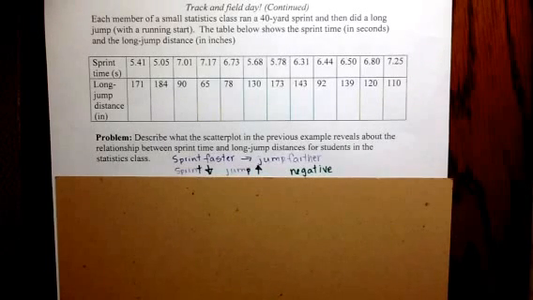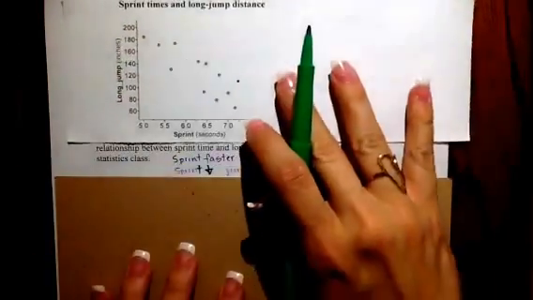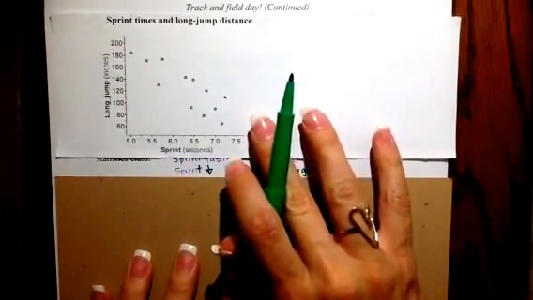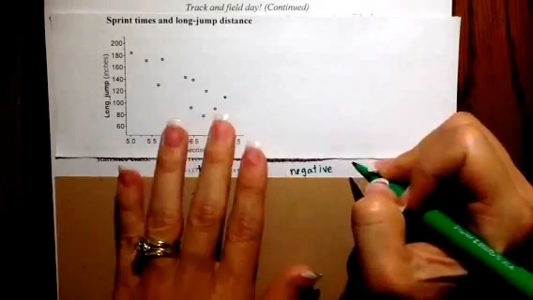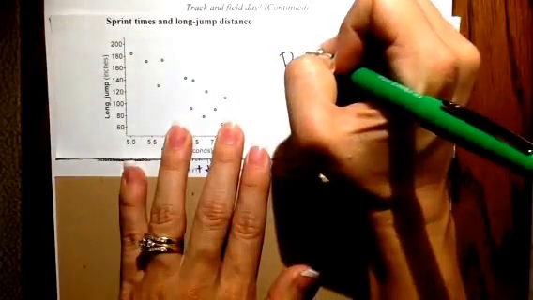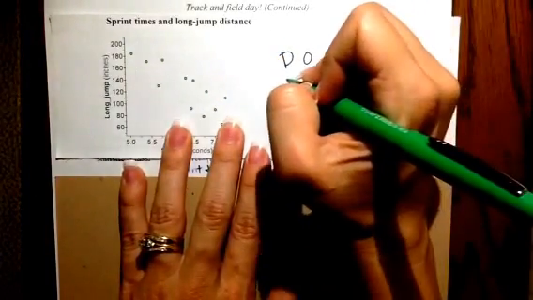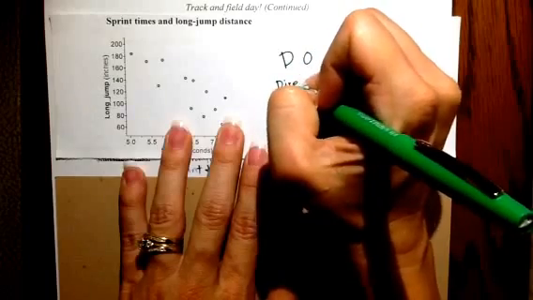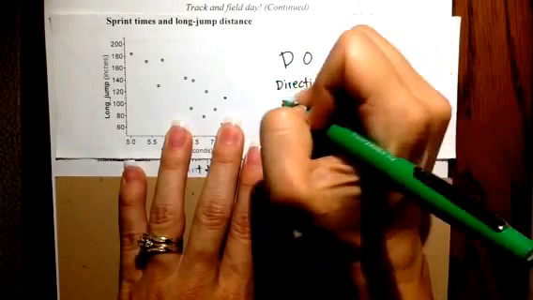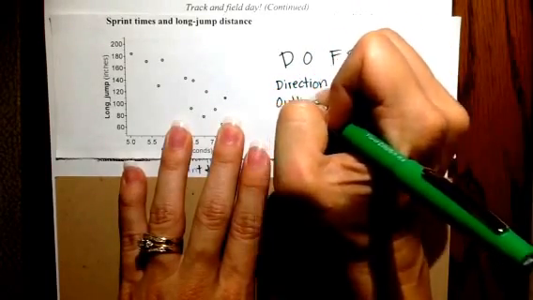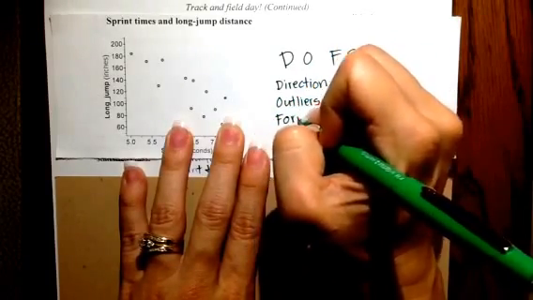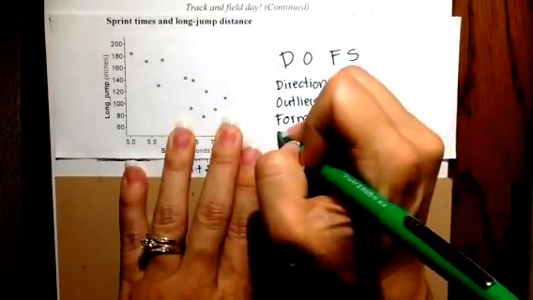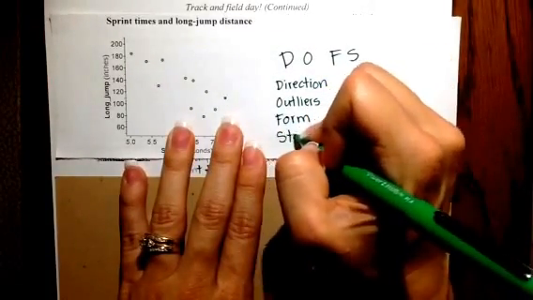So if we look back at our scatter plot, here's a picture of the scatter plot we had before. We want to describe that scatter plot. We're going to do that using the acronym DOFS, where D is going to stand for direction, O is going to stand for outliers, F is form, and S is strength.